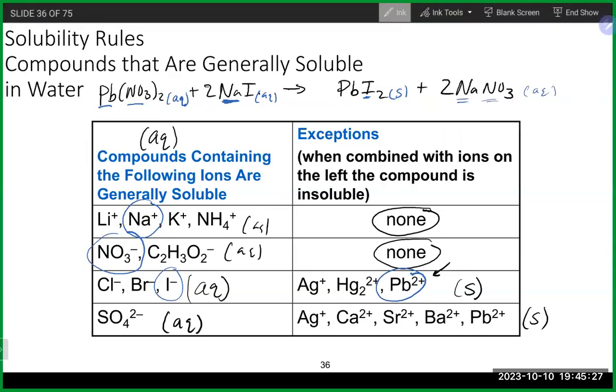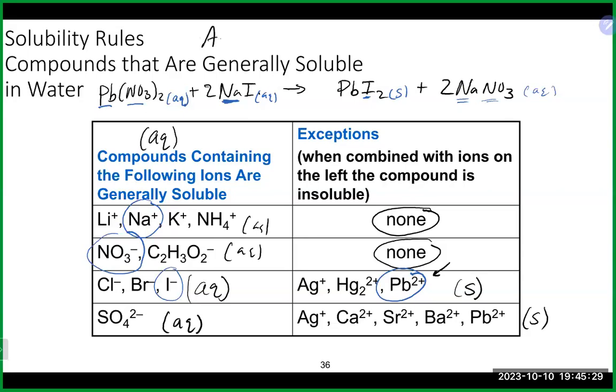So if I took a little silver nitrate and I react it with potassium chloride, why don't you write what you would get as a product and then also decide using the solubility rules what the solubility of everybody is.